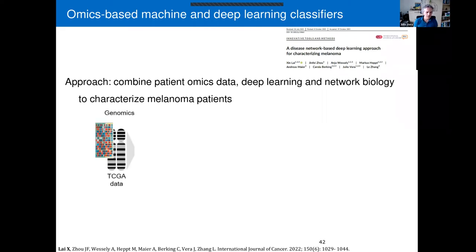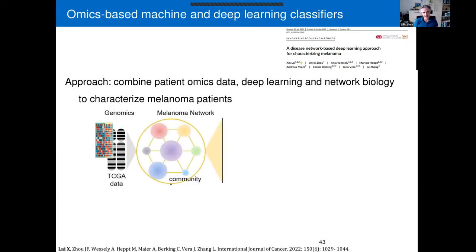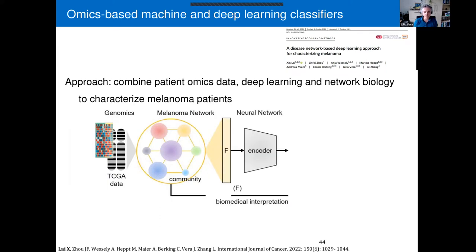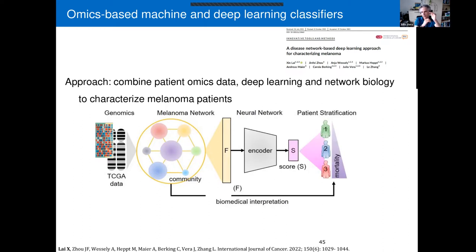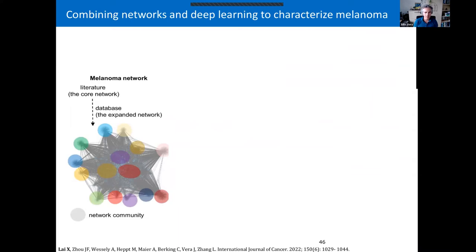So how this works essentially: we collect genomics data from a number of patients. We integrate this data into a very detailed, elaborate network for melanoma. In this way, we can make connections between the different genes. Then this information from the network and from the genomics data is used to train a neural network, a type of deep learning algorithm. And the idea of this algorithm is to help us stratify patients or to find molecular differences between groups of patients.